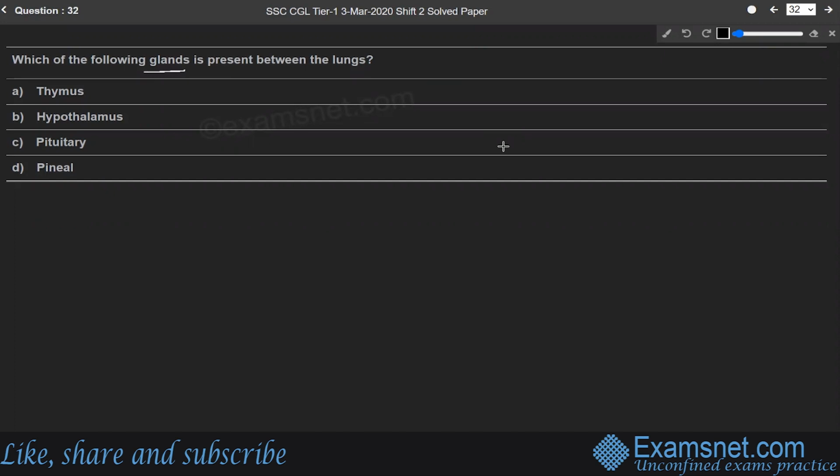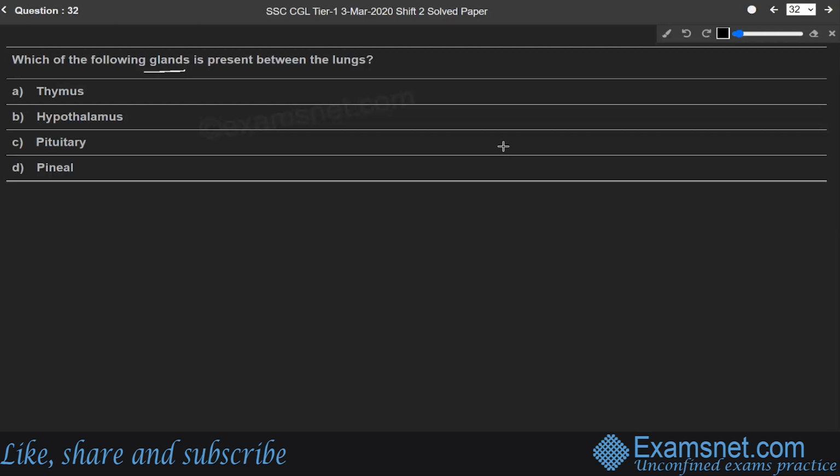And lungs are part of the human body, right? So it means that glands are related to the human body. A gland in the human body is simply an organ that makes one or more substances like hormones, digestive juices, sweat, tears, saliva, etc. So here we have to identify which of the following glands is present between the lungs. So let us go through all the given options one by one.